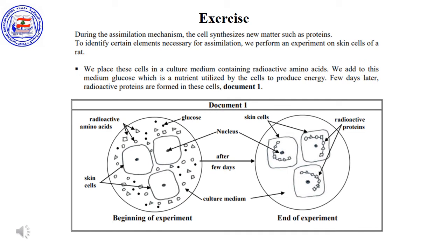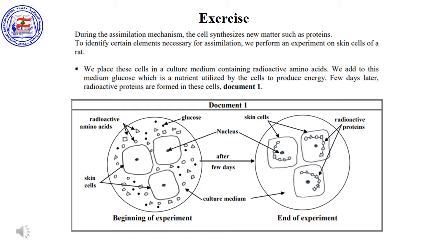Let's start the exercise. During the assimilation mechanism, the cell synthesizes new matter such as proteins. To identify certain elements necessary for assimilation, we perform an experiment on skin cells of a rat. Do you remember what are the essential elements needed for assimilation and the synthesis of proteins? Amino acids and energy. Yes, this is true.